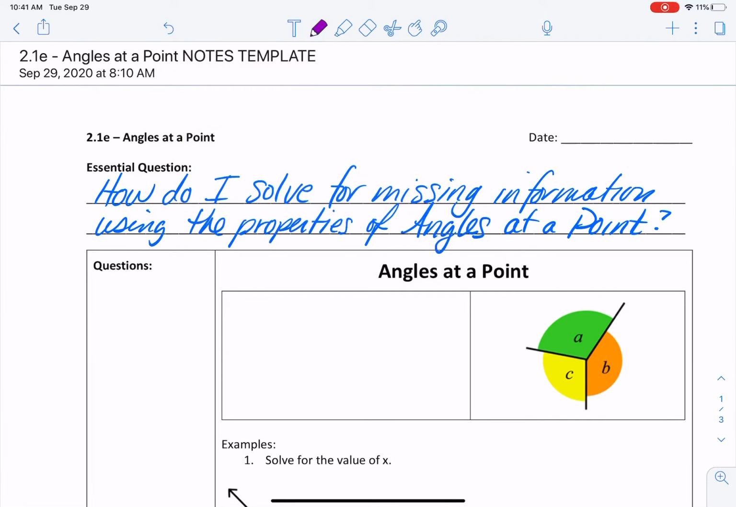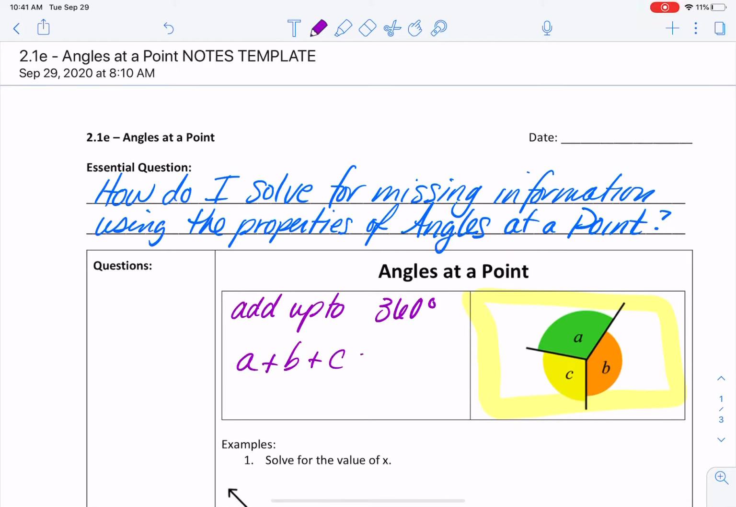Angles at a point add up to 360 degrees. So that means that from this diagram, A plus B plus C equals 360 degrees.